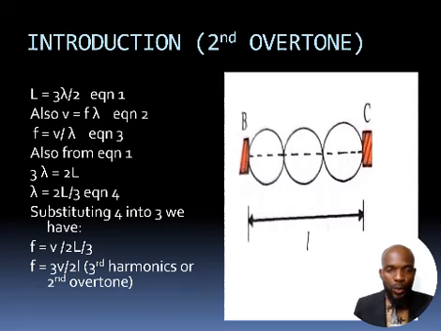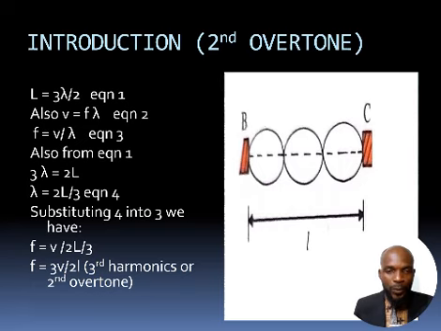That is your equation 1. Also, from the formula, V is equal to F lambda, equation 2. When we make F the subject of the formula, we're going to have F is equal to V over lambda. This is equation 3. Also, from equation 1, 3 lambda is equal to 2L, while lambda from that equation is going to give you 2L over 3 as our equation 4.